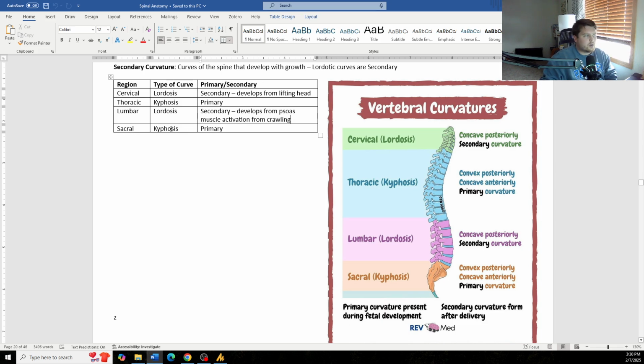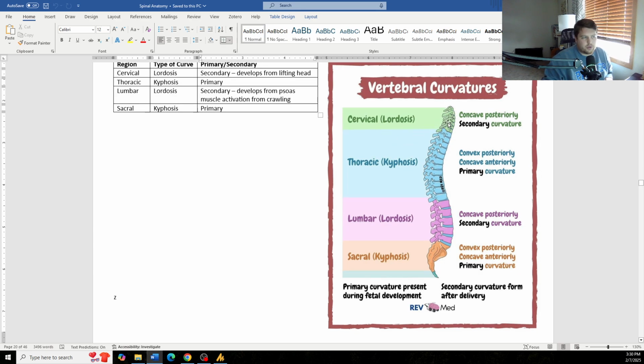And then finally, the sacral curve is a primary curve, and that is again a kyphosis curve. So we can see we switch between lordosis, kyphosis.